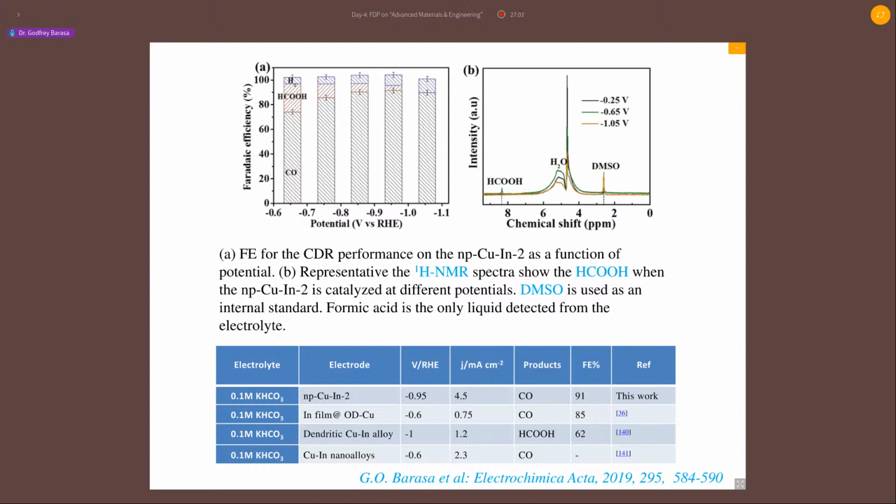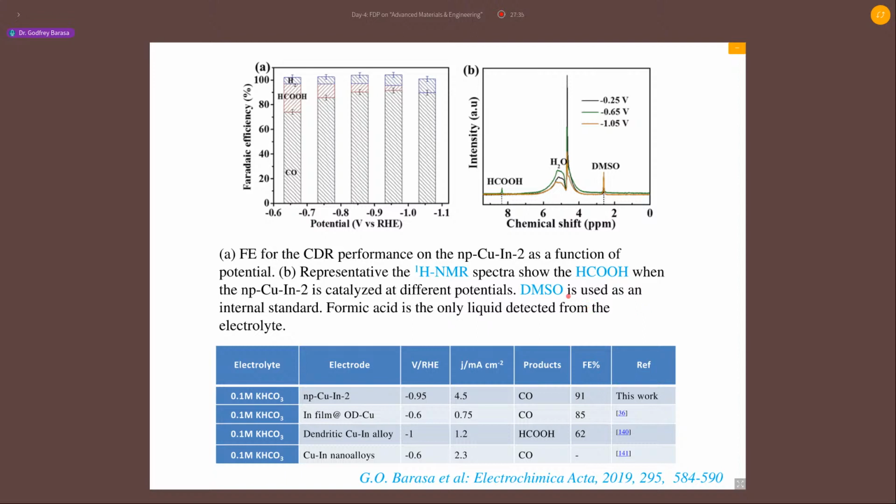In our next slide, we have what is called the faradaic efficiency for carbon dioxide reduction performance on nanoporous copper indium 2 as a function of potential, and you'll find and detect the liquid product. We have what is catalyzed at different potential.